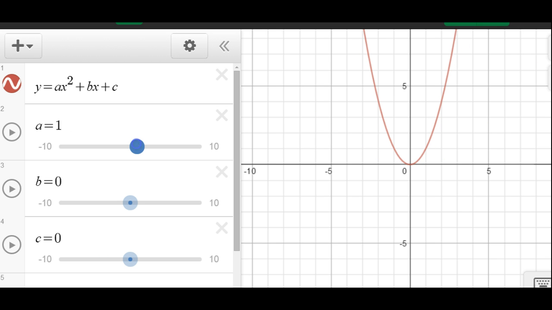Okay, so let's set that back to 1. So now we know what a does, right? a affects the shape of the graph, and a affects the direction of opening, right? Does it open up? If a is positive, it opens up. If a is negative, it opens down.